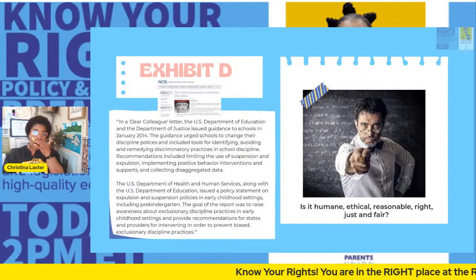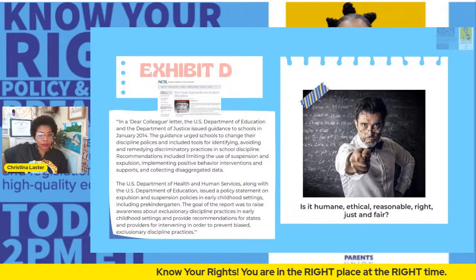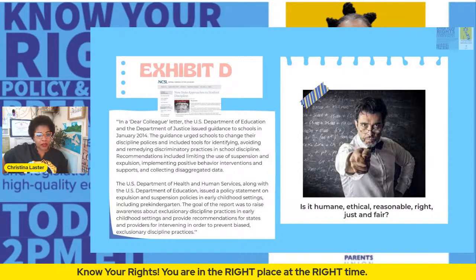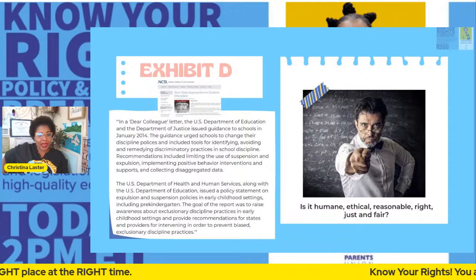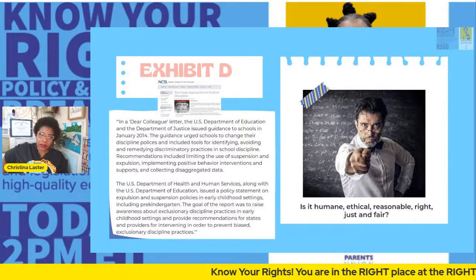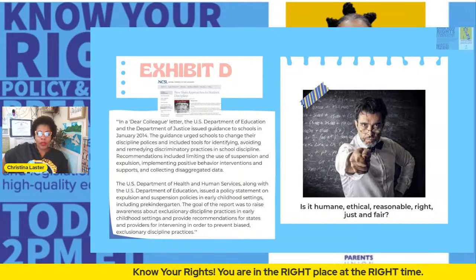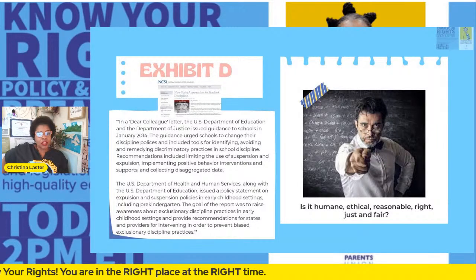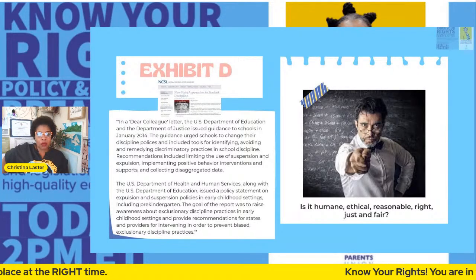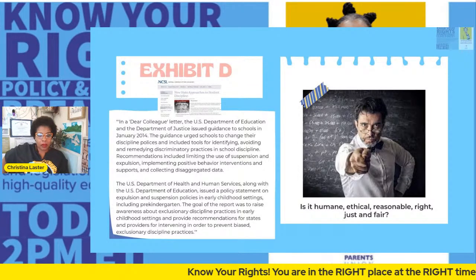There's a principle called in loco parentis. I'd like to talk about that for a minute right here, because we're talking about guidance for babies, okay? Which I get, it's necessary, right? But then I also want to look at the way that we challenge ourselves in situations. What is humane? What is ethical? What is reasonable? What is right? What is just? What is fair?